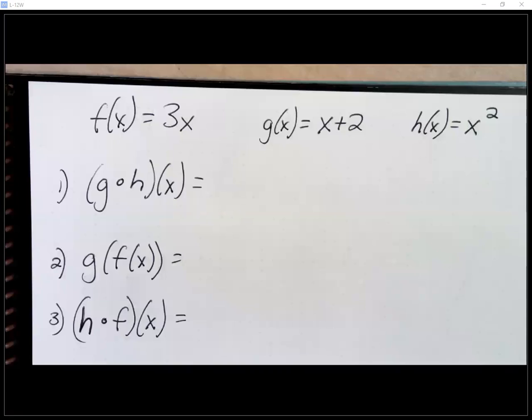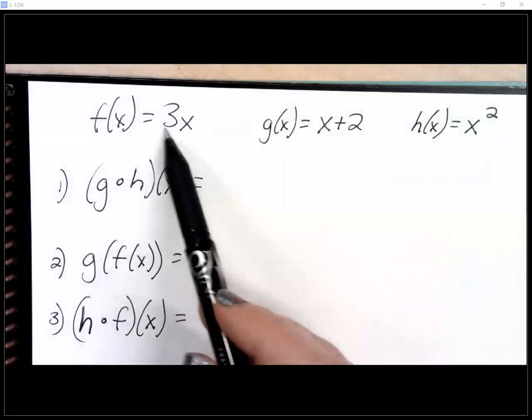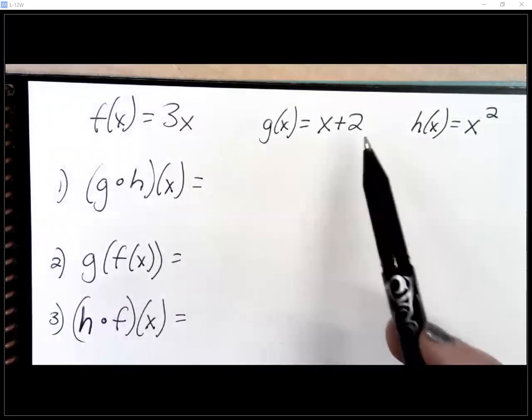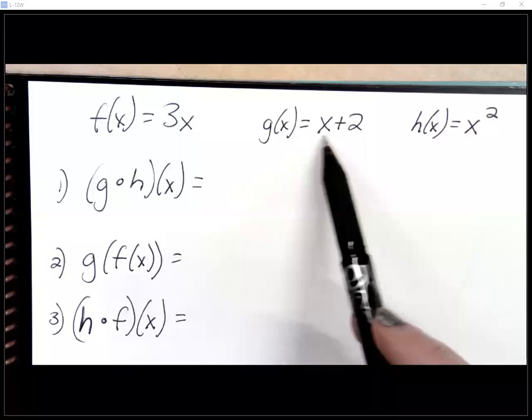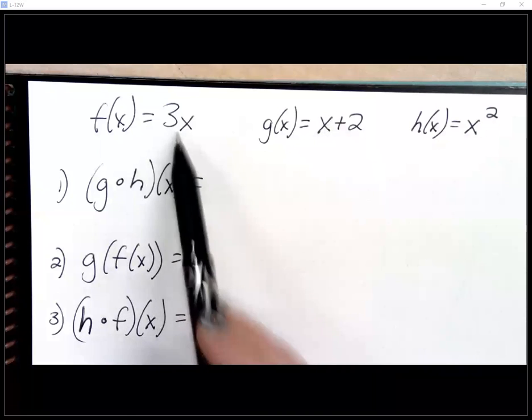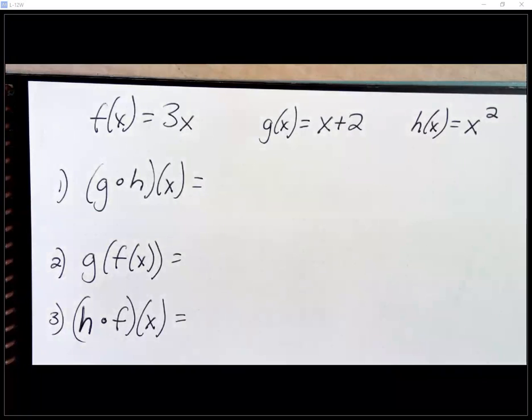I would not do any multiplying there. So this notation means take whatever the f function is and put it into the g. So the f function is 3x, right? So you would pick up 3x, come over to the g, replace that variable with 3x. So my answer for 2 would literally just be 3x plus 2, and you're done.